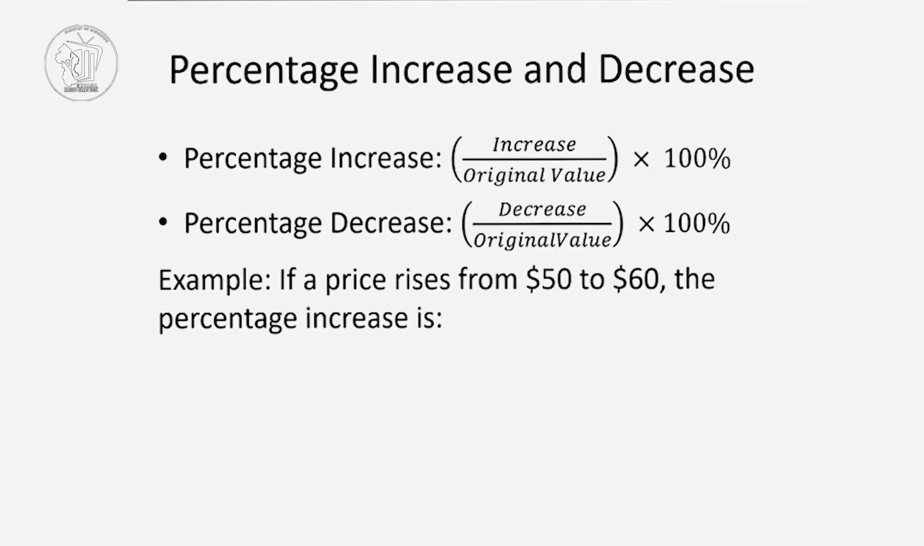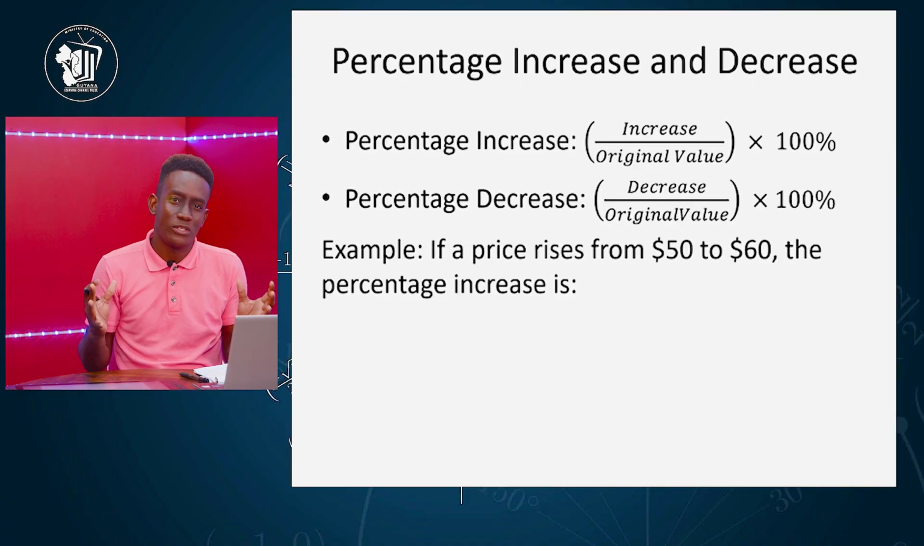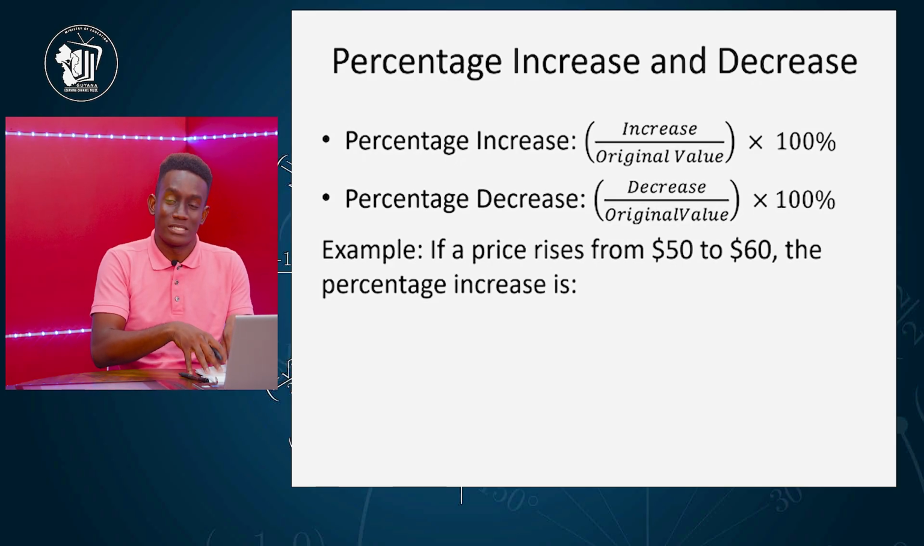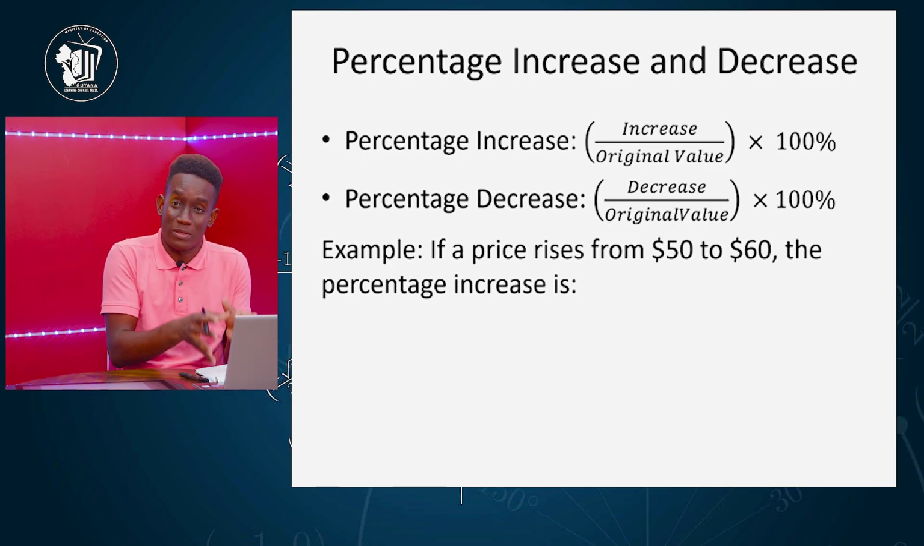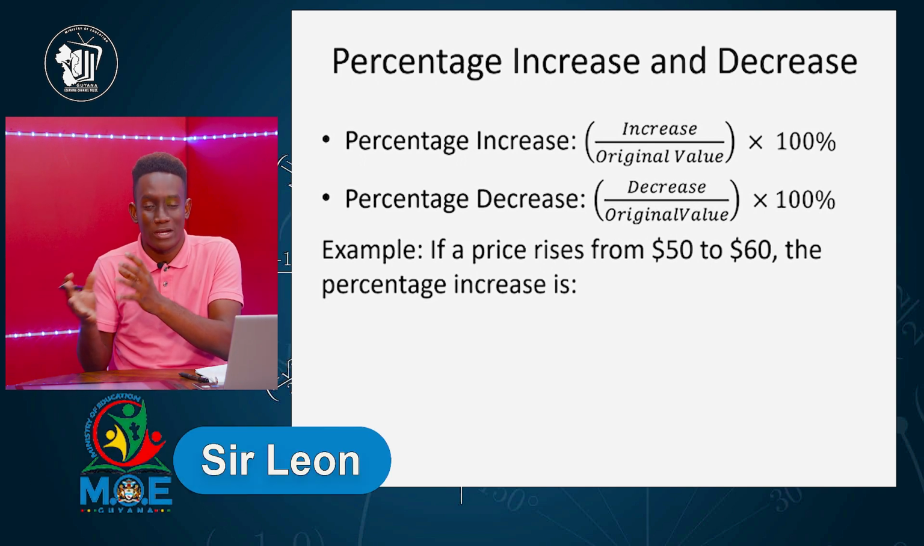So next we want to look at percentage increase and decrease. So sometimes we may see a price of an item increase from one price to another. Or sometimes they may even decrease depending on the value of the item, depending on the condition of the item. Or sometimes even you as a student, your marks may increase from one set of marks in a particular subject to another mark. Or even the marks may decrease from a higher mark to a lower mark.